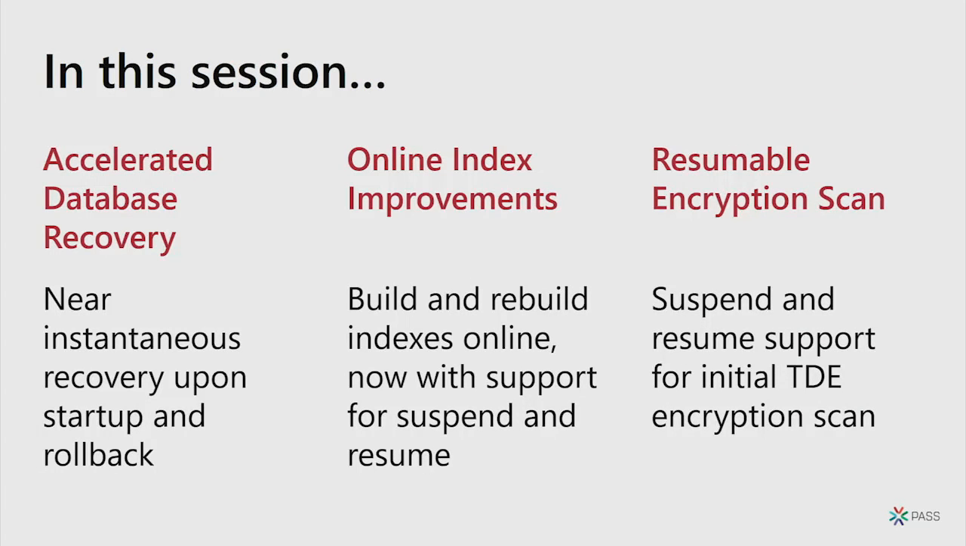And the last one is Resumable Encryption Scan. Actually, I changed the order, so we'll do Resumable Encryption Scan first, and then Online Indexing Improvements. So Resumable Encryption Scan, this is for if you're using transparent data encryption, or TDE. Whenever you turn it on or you need to rotate the database encryption key, it requires a scan. So we've made that resumable as well. So that's what we're going to talk about.